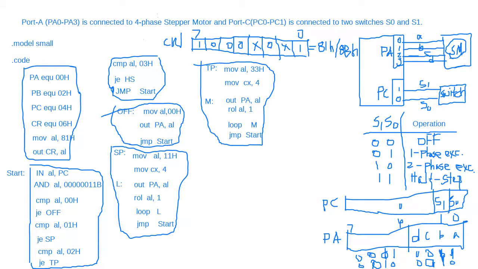Let us see how we can make the half step mode. And for half step mode, you can remember, we have to make it single phase first, and then 2 phase, again single phase, 2 phase, and so on. That means first it will be A phase only, then A and B, then B phase only, then C and D, and so on. So what will be for half step mode? Half step we write it as HSS.